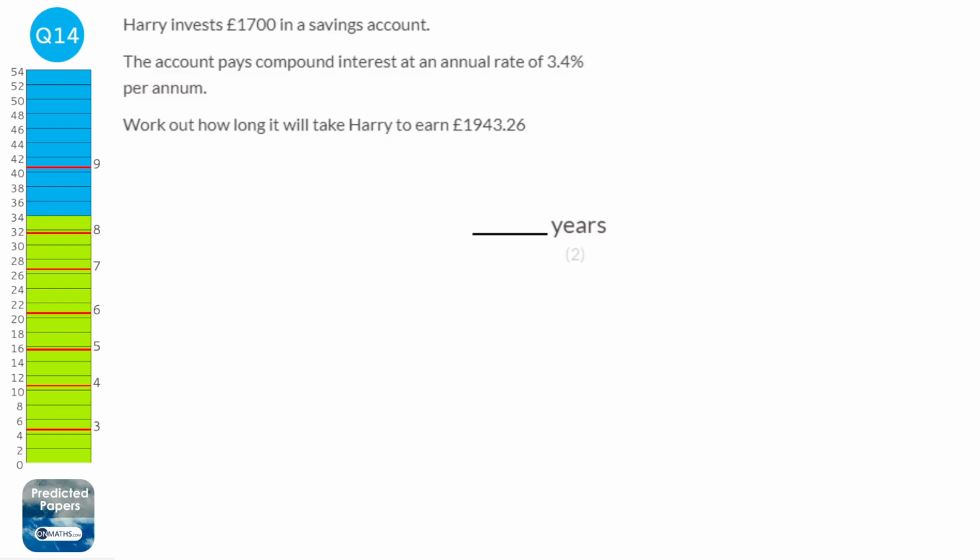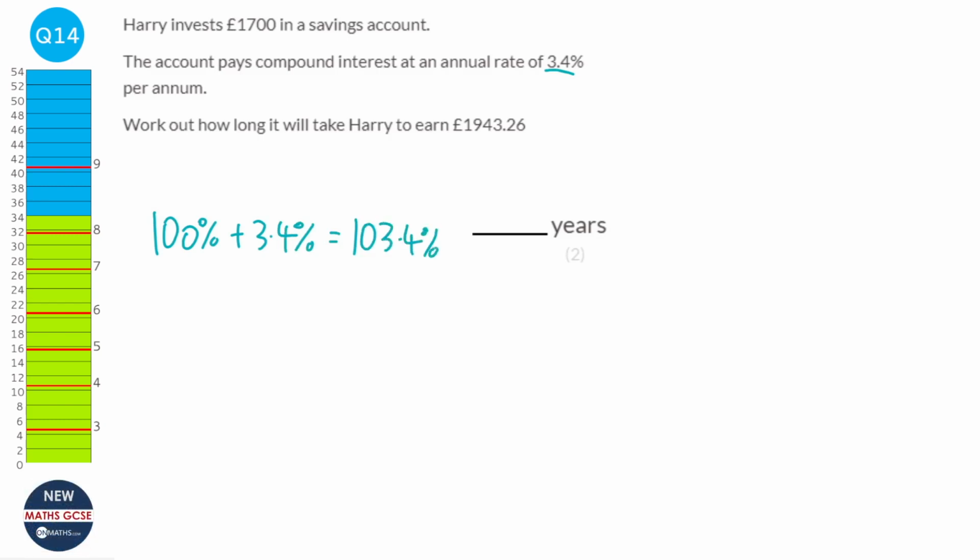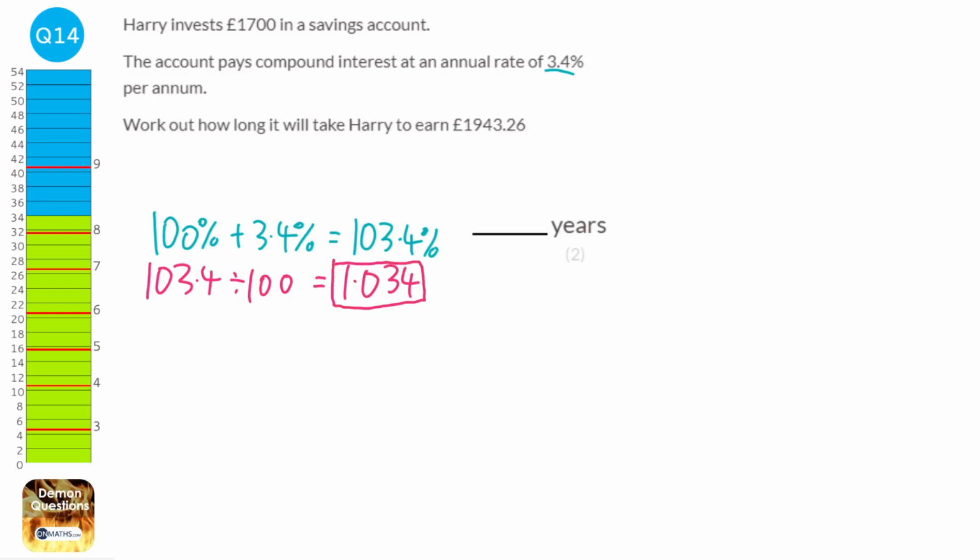So we're going to start off by finding the multiplier, and we start off with 100%. It's an increase of 3.4%, so we get increase 3.4%, and so that would be 103.4%. And then we need to make that a multiplier, so we're dividing it by 100. And so that would be 1.034. So anytime we times a number by 1.034, we'll increase it by 3.4%.